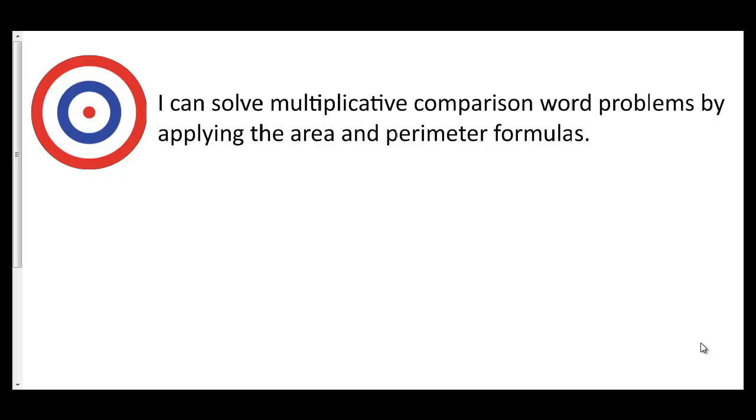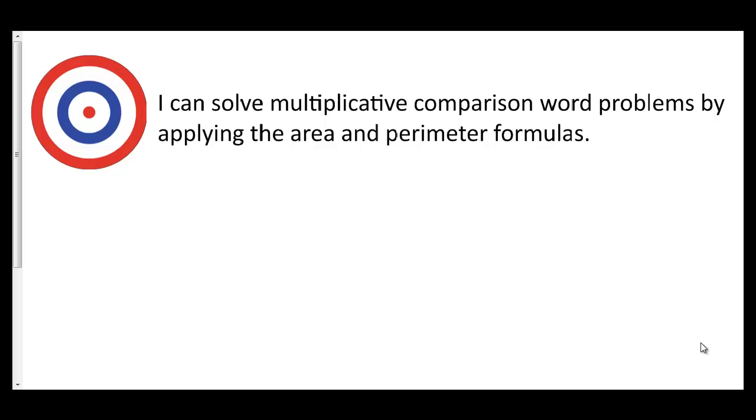Lesson 2, I can solve multiplicative comparison word problems by applying the area and perimeter formulas. So, in the last lesson, we talked about how you could find the area and how you could find the perimeter of a rectangle, and we talked about how you could do it a little bit more efficiently with a perimeter and area formula. Today, we're going to use those formulas to solve some multiplicative comparison word problems. I'm going to show you what that means. It sounds complicated, but it isn't.